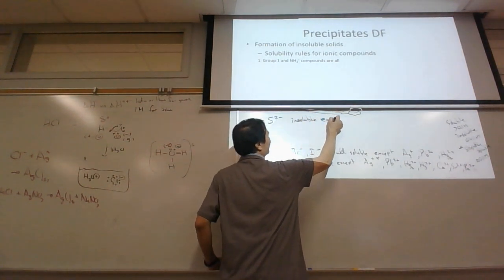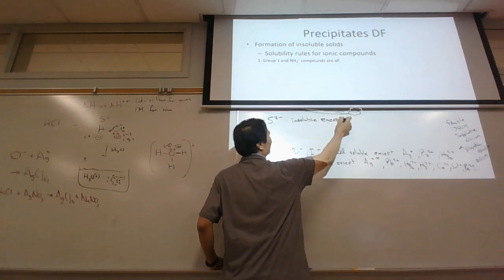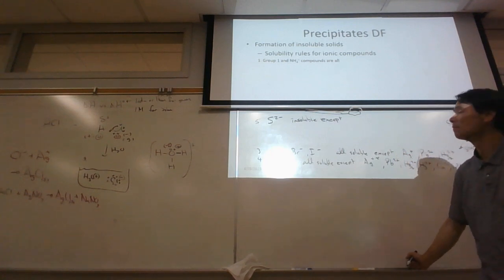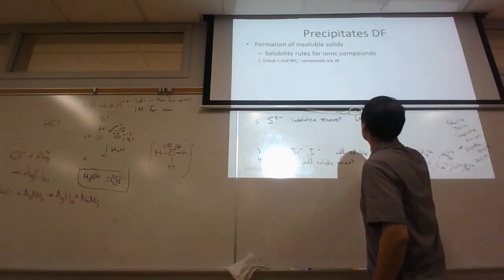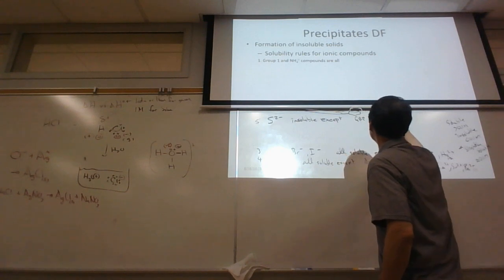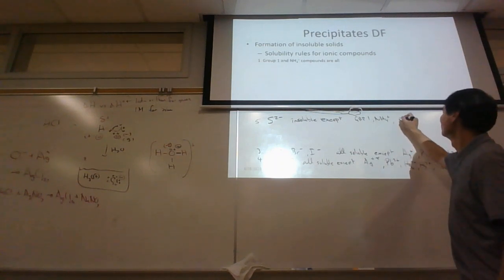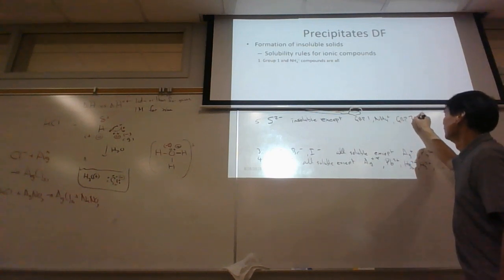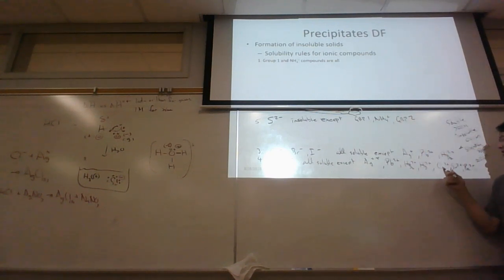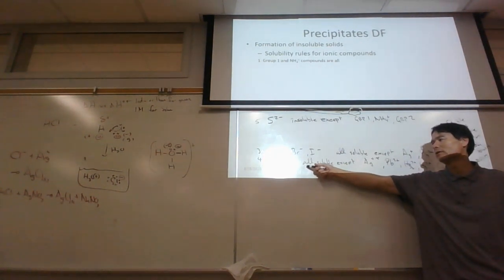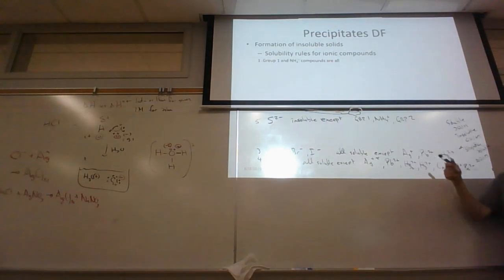except, do you recall the exceptions for sulfide? Group 1, ammonium, and, yeah, except magnesium's in there too. So we'll call it group 2. So the weird thing here is calcium, strontium, barium, but magnesium's missing. And the reason magnesium is missing is because magnesium sulfate is actually soluble, whereas calcium sulfate is insoluble.